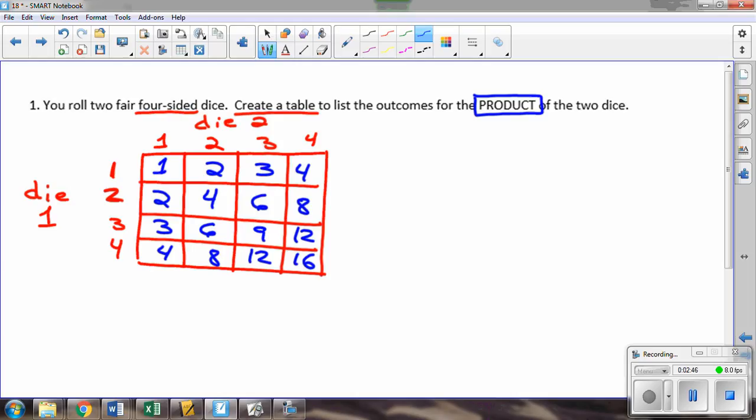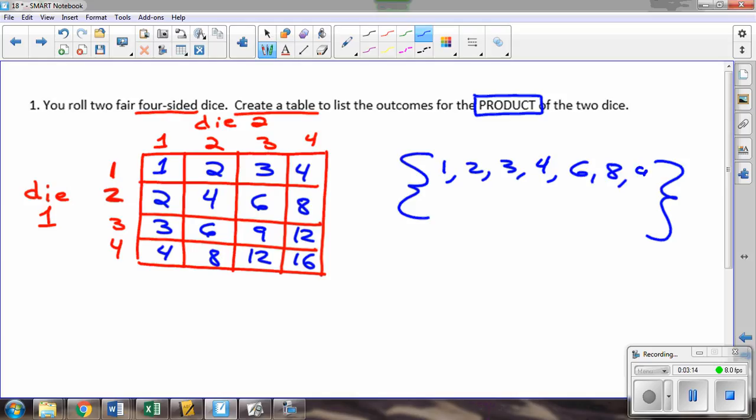In order to list out the outcomes, which is just another way of saying write out the sample space, we'll just simply look at our chart, look at our table, and say, what is it that we got? What numbers came out? Well, we encountered 1, 2, 3, 4. What else? 6, 8, 9, 12, and 16.